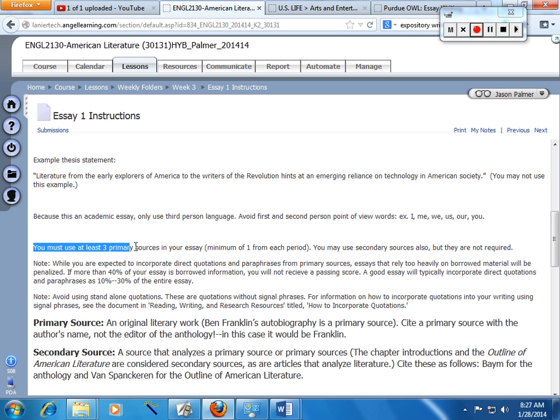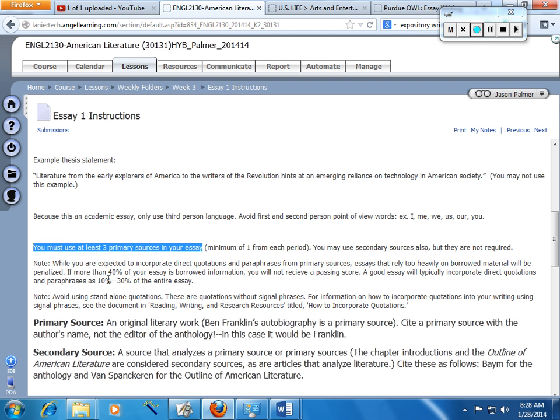You must use at least 3 primary sources in your essay. That word primary might throw you off. There's a difference between primary and secondary sources. Okay, primary sources are your assigned readings that were written by the authors themselves.